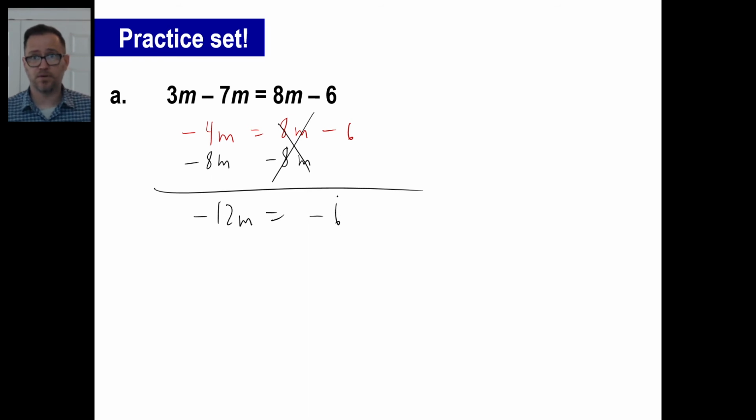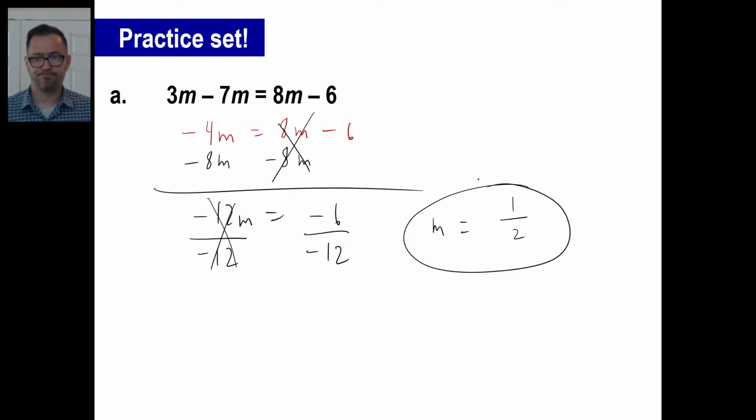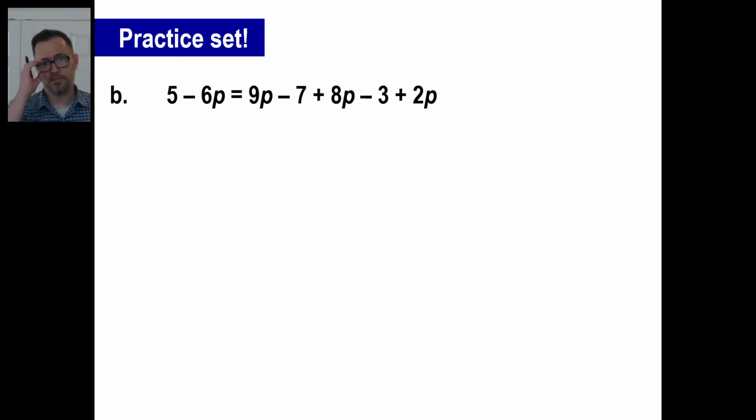Well, we know what we have to divide both sides by now, right? Negative 12. Doink. And there we go. That is gone, of course. I have my m. Well, a negative divided by a negative is a positive. And we know 6 over 12, we can reduce that fraction to a half. And there we go. That's it. All right. Pause it and try it B.